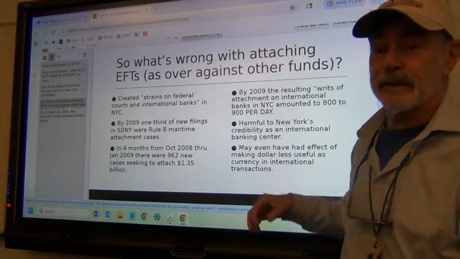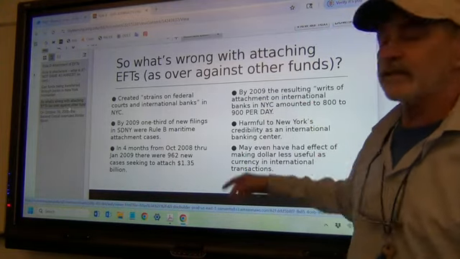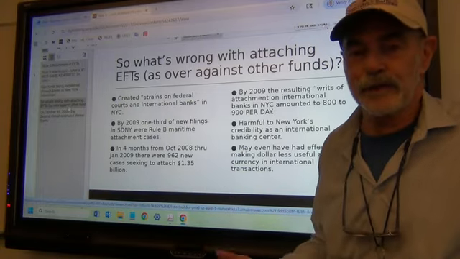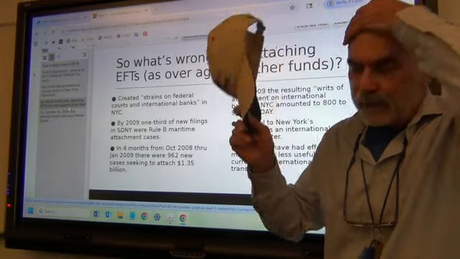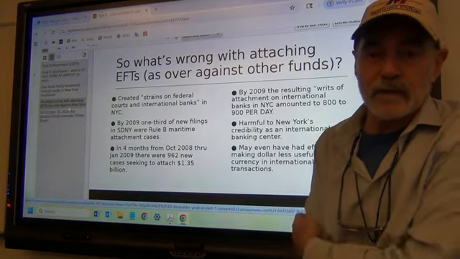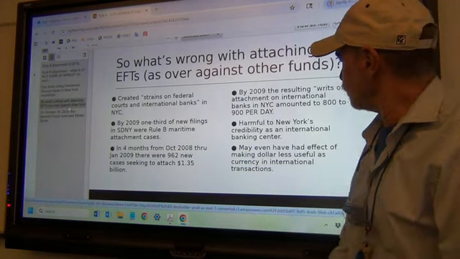The writs of attachment, those are the things that are served on the banks. By 2009, 800 to 900 per day. So yeah, the banks were getting a lot of this stuff coming in. I think they had it pretty well automated. I don't think they were spending huge amounts of time and labor to make it work, but still it was an extra resource that was being drained from the banks.